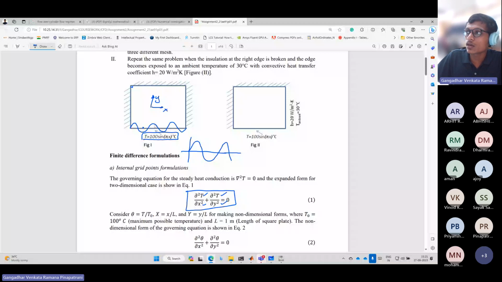Can anyone guess how the temperature distribution looks in this plate? Tell me your answer either on WhatsApp or unmute yourself. Can anyone guess how the temperature distribution looks like? Quick quiz for anyone.